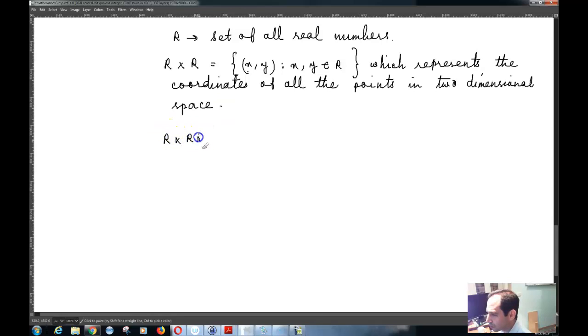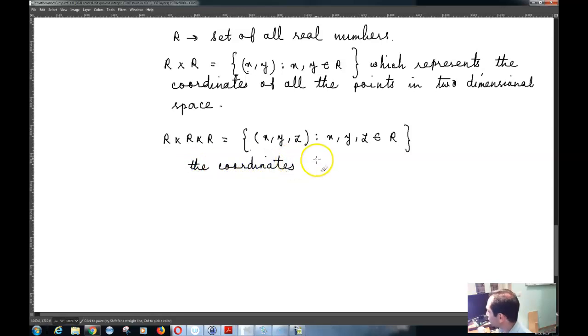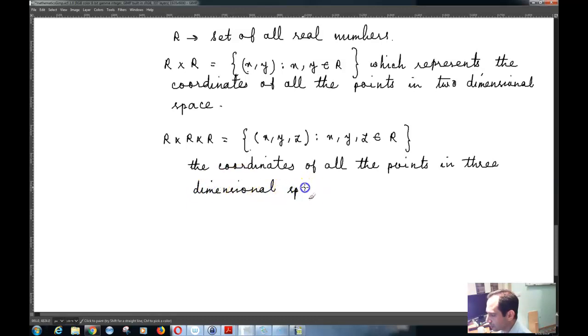And R times R times R represents the set of all the ordered triplets x, y, z, such that x, y, and z belong to the set of real numbers, which represents the coordinates of all the points in three-dimensional space. Okay, so that is that.